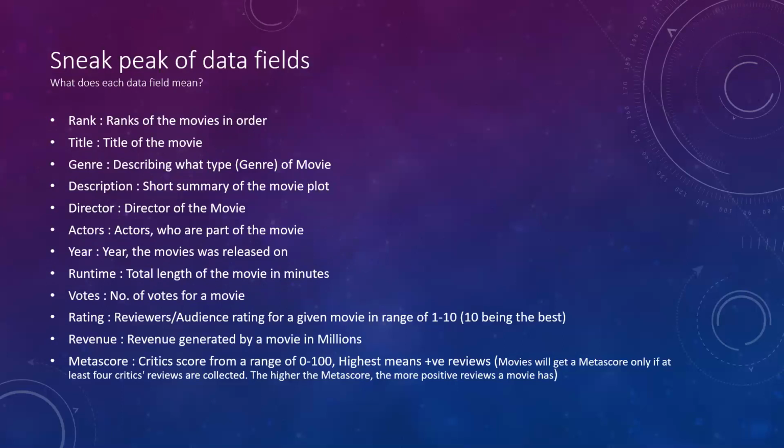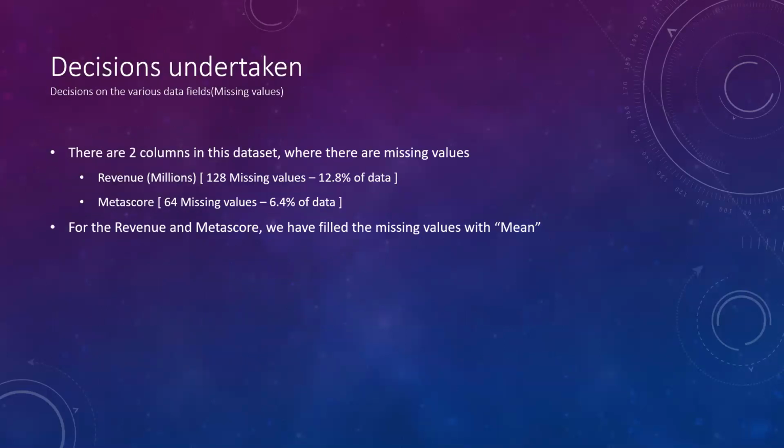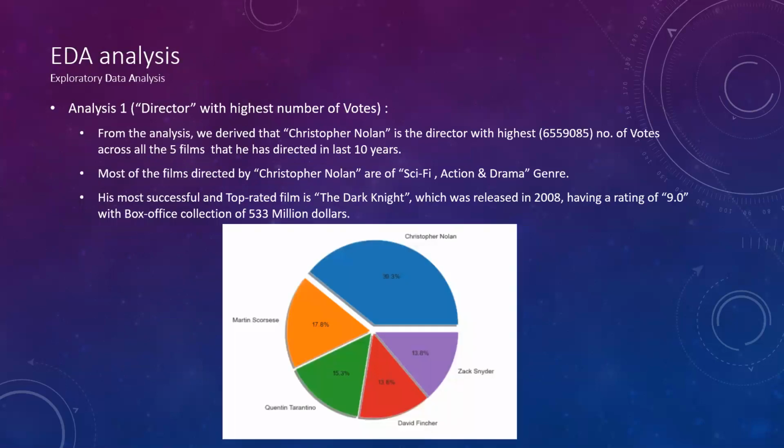With that said, I'll give a brief on the decisions that were taken to handle the missing values. We could see that around 12.8% and 6.4% of the data were missing in revenues and metascores respectively, and we used the strategy of filling those with the mean values of that particular column. Right. So with that, let's get started on the first analysis.